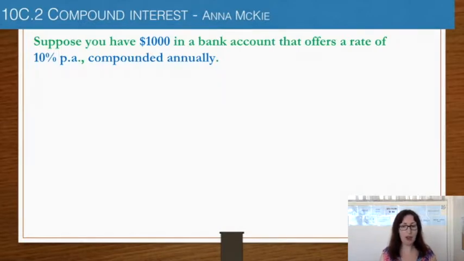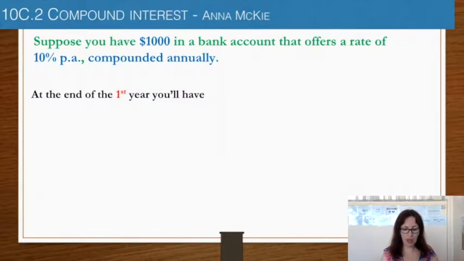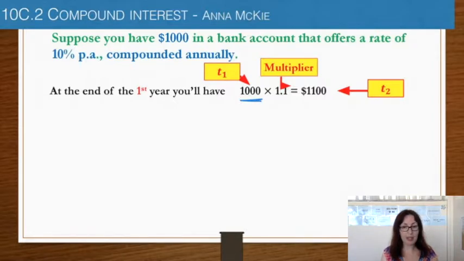So suppose you have $1,000 in a bank account that offers a rate of 10% per annum compounded annually. At the end of the first year, how much will you have? So you have to imagine we're taking that $1,000, we're increasing it by 10%, which means we can use a multiplier of 1.10 or 1.1 to work out how much we'd have. So our T1 in this sense is 1,000, using our terminology from sequences and series. Our multiplier is 1.1 to give us a total value of $1,100, and that becomes T2. That's what's happened after that first year.